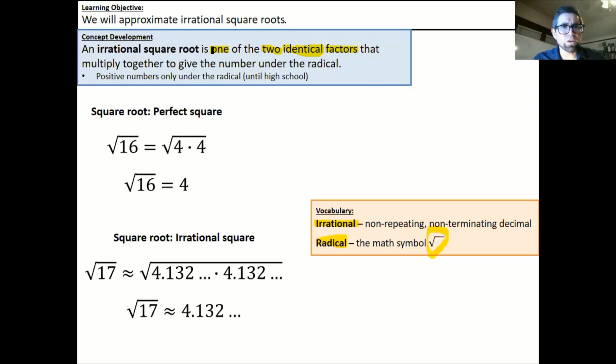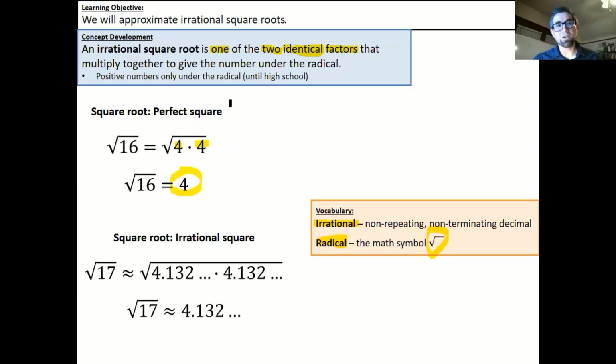An irrational square root is one of the 2 identical factors. So 4 and 4 are identical. A square root is when I have 2 identical factors, the numbers that multiply to give me 16, 2 of the exact same ones. I write one of them, and that is the square root. So I would say the square root of 16 is 4.